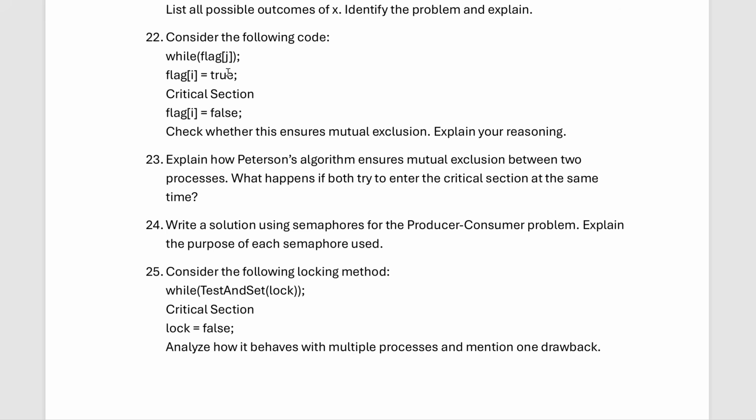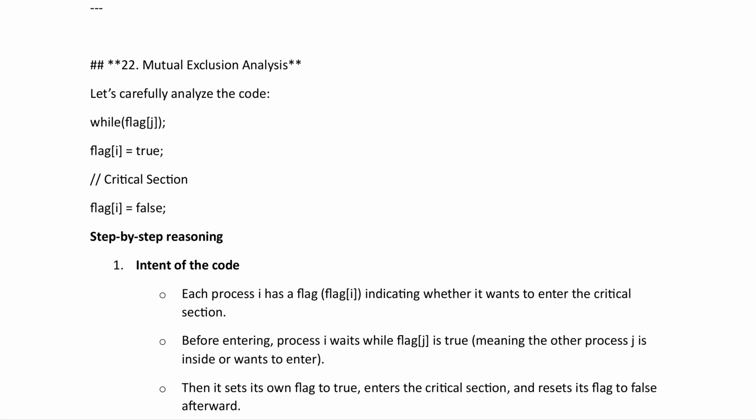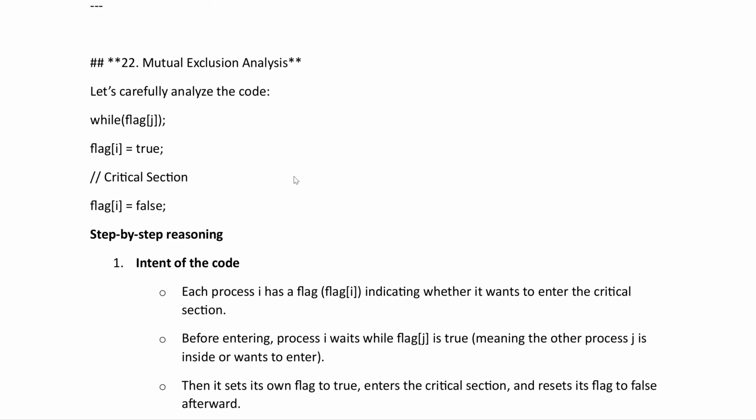Then we come to question number 22. Consider the following code. While flag J, flag I is equal to true, critical section, flag I equal to false. Check whether this ensures mutual exclusion. Explain your reasoning. First of all, you should know mutual exclusion. Mutual exclusion means only one process can enter and execute in its critical section simultaneously; no other process can enter or execute the critical section. Only one process should enter the critical section.